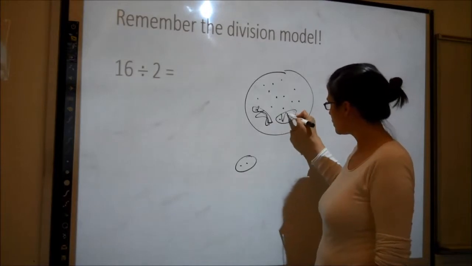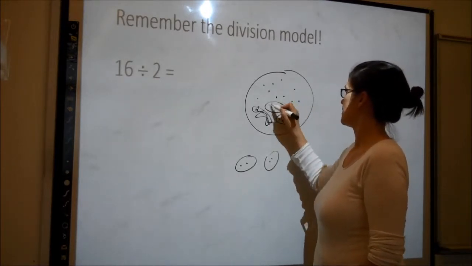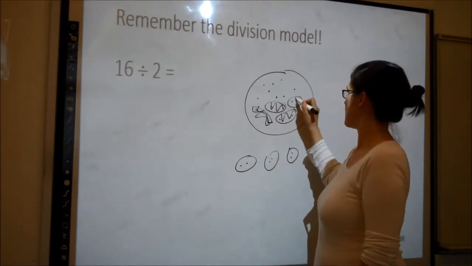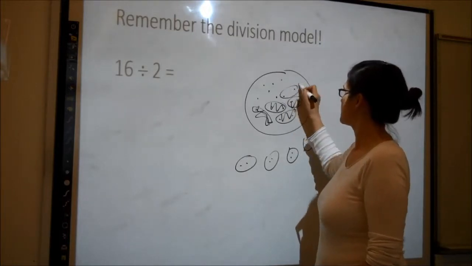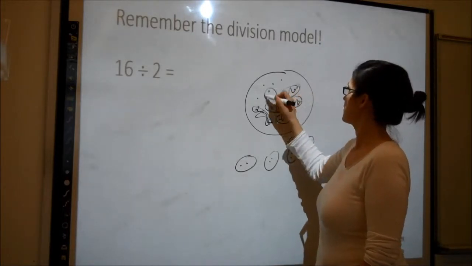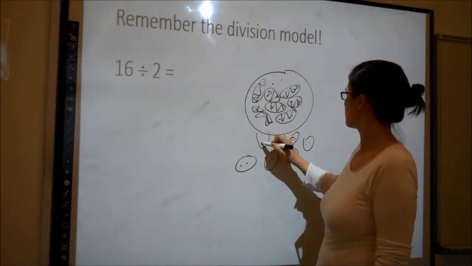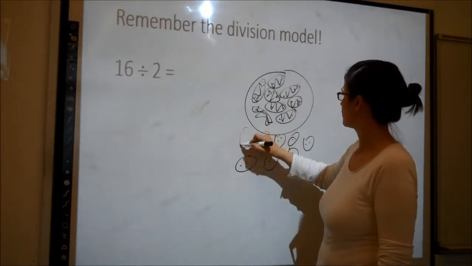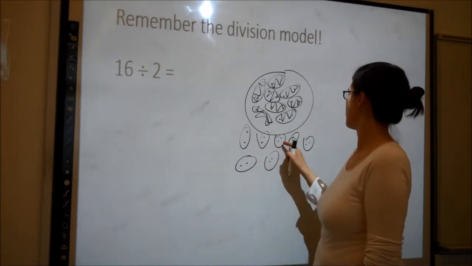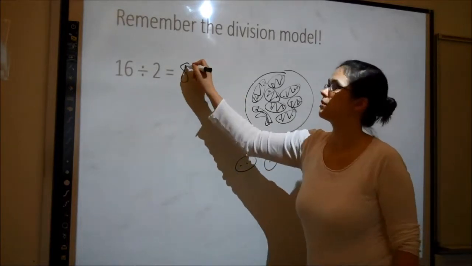And we take away 2. And we take away 2. We take away 2. And we take away 2. And we take away 2. And we take away 2. And we take away 2. We get 1, 2, 3, 4, 5, 6, 7, 8 groups.